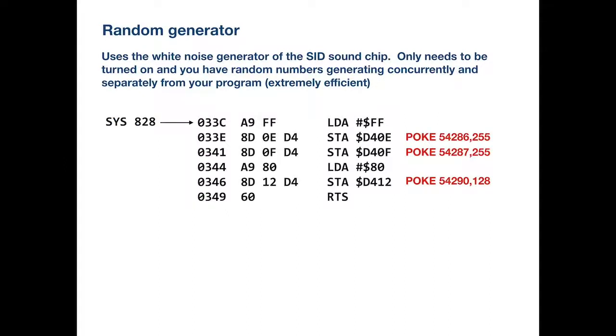Alright, we need a quick explanation of how we're generating random numbers here. The Commodore 64 can utilize the SID chip's voice 3 noise waveform as a random number generator. It's being used essentially as a white noise generator. It only needs to be turned on once and it will generate random numbers concurrently and separately from your program. This is extremely efficient and much faster than the built-in kernel random number generator.